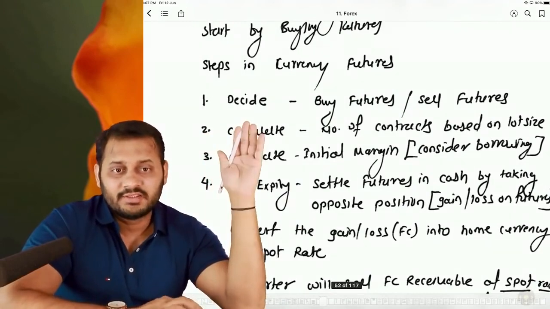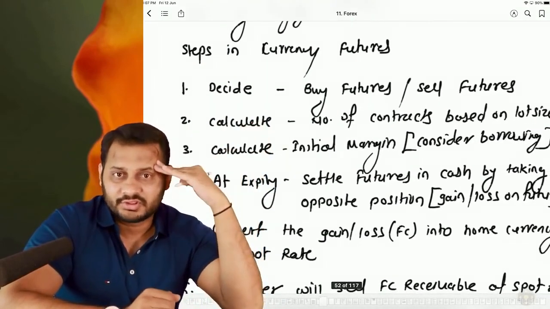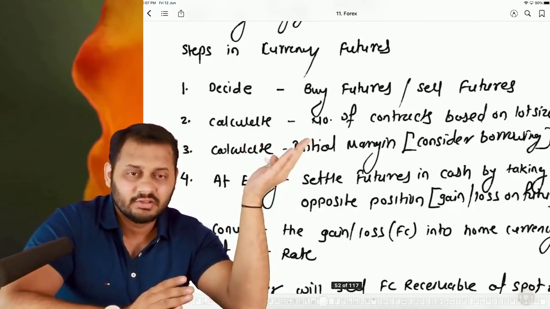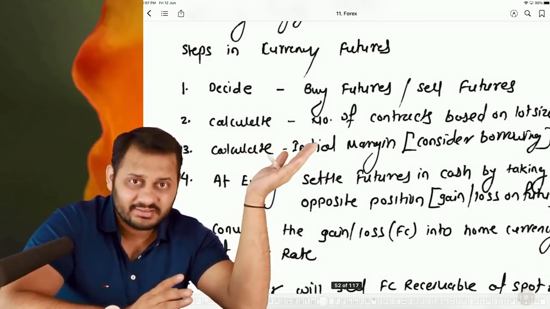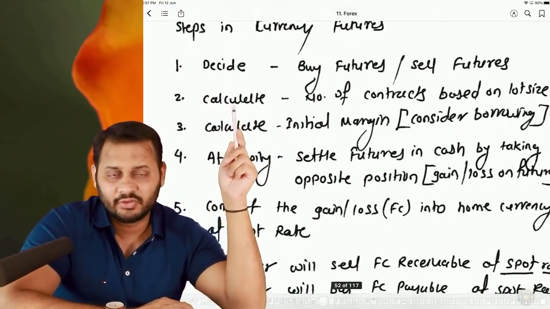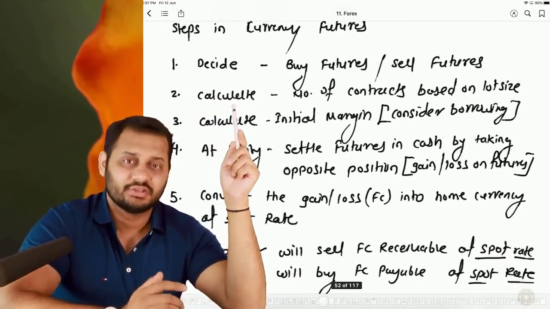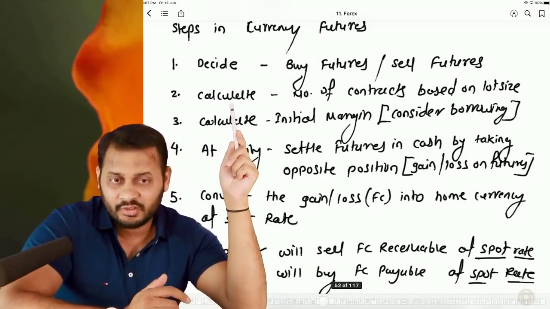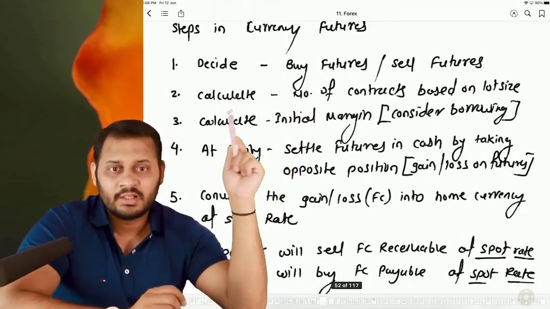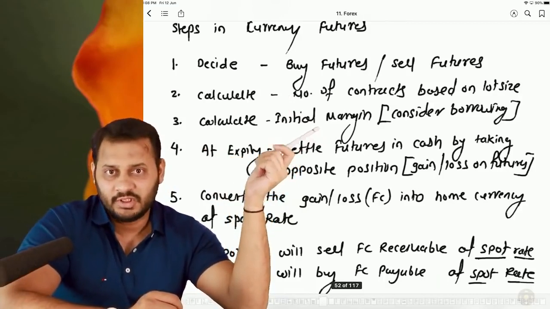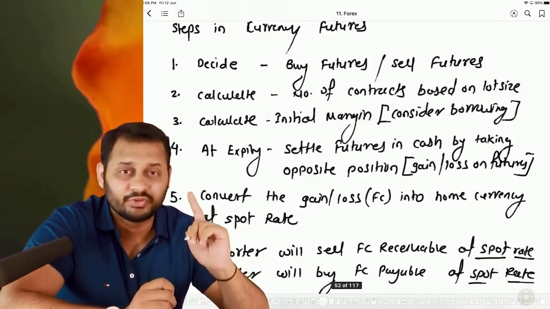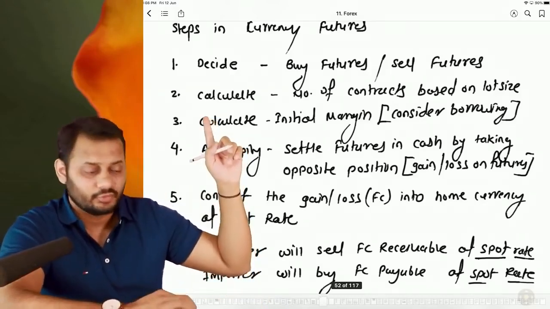Now, first decide whether you want to buy or sell futures. If you want to buy underlying asset after 3 months, buy futures. If you want to sell underlying asset after 3 months, sell futures. Simple. Once you decide whether you want to buy or sell futures, then calculate how many number of contracts you want to buy or sell. So number of contracts will be calculated based on lot size. Then comes initial margin. So let's say 50,000 rupees is payable as an initial margin on one contract, and you decide to go for 10 contracts.